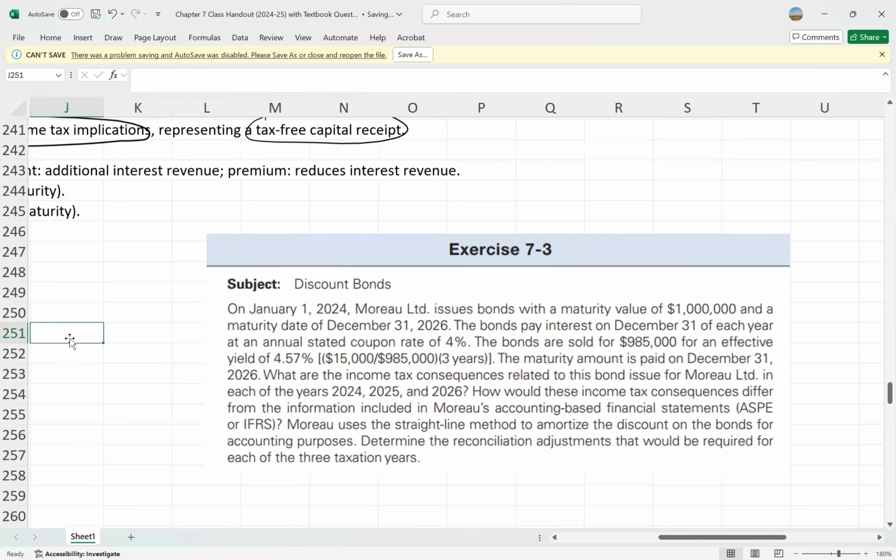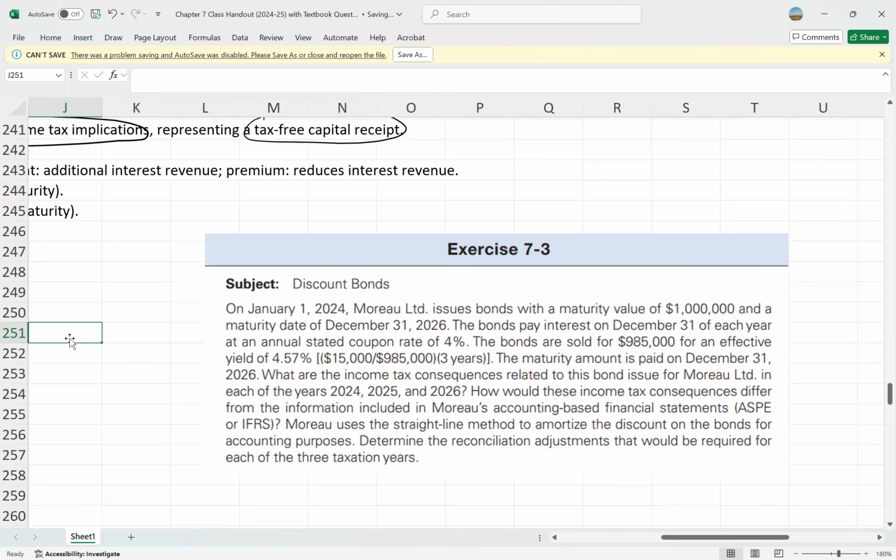So Moreau Limited issues a bond with maturity value of $1 million. The bonds pay interest. The annual stated rate is 4%. The bonds are sold for $985. So we know that this is a discount, right? The maturity value is $1 million, sold for $985. So we have a $15,000 discount. The effective yield is 4.57%. The bonds mature in 3 years. And so it just says, what are the income tax consequences for the bond issuer, Moreau Limited, who's the one that borrows the money for those 3 years?